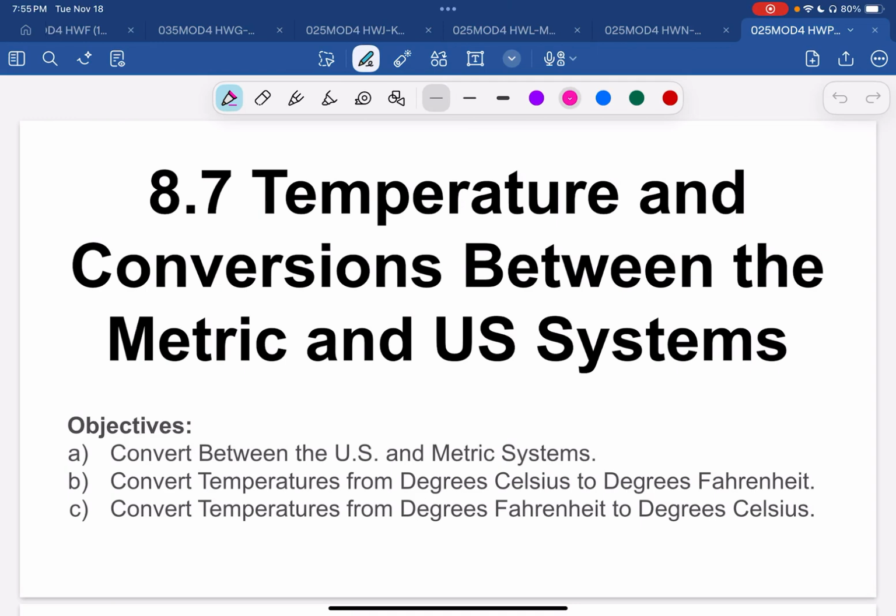In this video, we're going to look at conversions for temperatures, and then we're also going to look at conversions between the metric and the US systems.